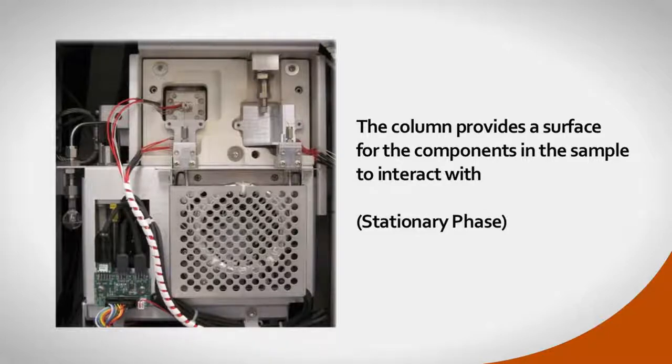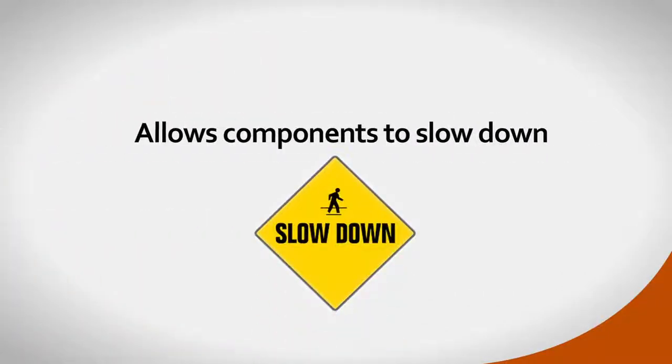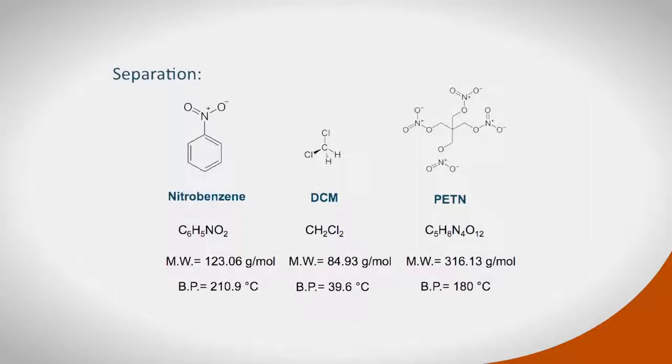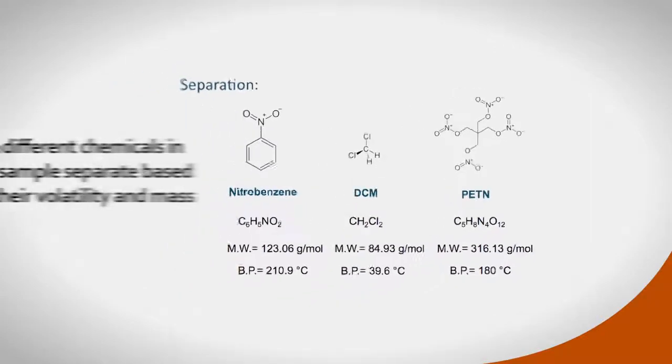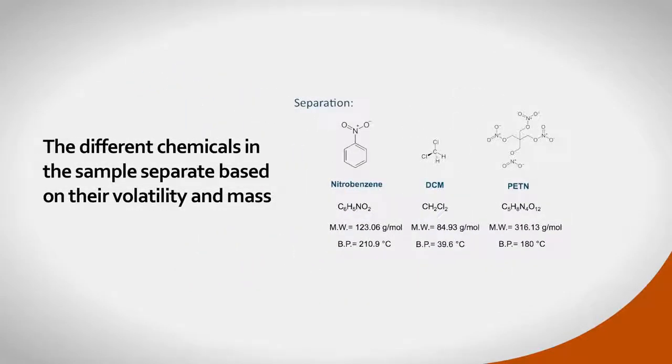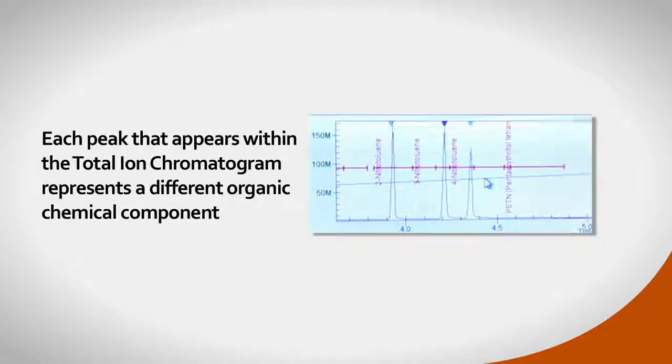This is called the stationary phase, and it allows the components to slow down, allowing for separation to occur. The different chemicals in the sample separate based on their volatility and mass. Each peak that appears within the total ion chromatogram represents a different organic chemical component.